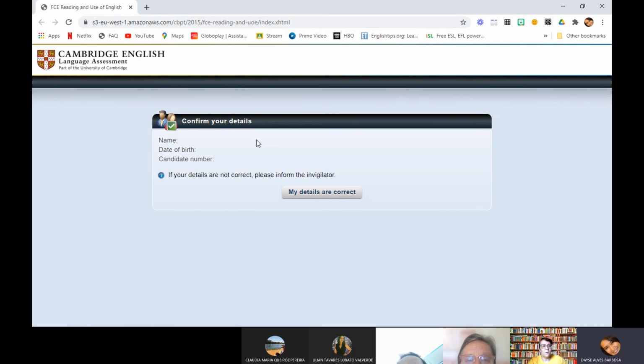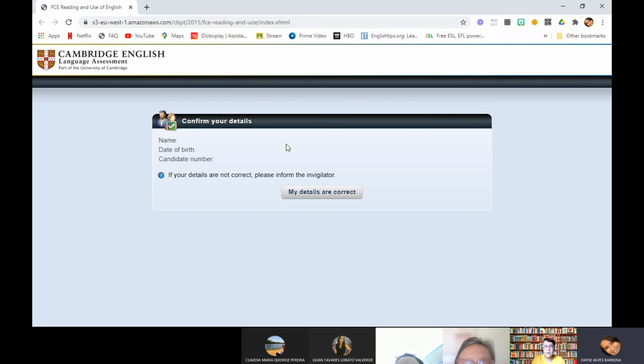And when you do this on the computer, you're going to have your name written here, your date of birth, and your candidate number. You just have to confirm if they are all correct. And if there is anything wrong in the information about your name, date of birth, or candidate number on the test day, you have to call the examiner and say it's wrong. There is something wrong here. My name is not written this way, but my date of birth. So what will they do?